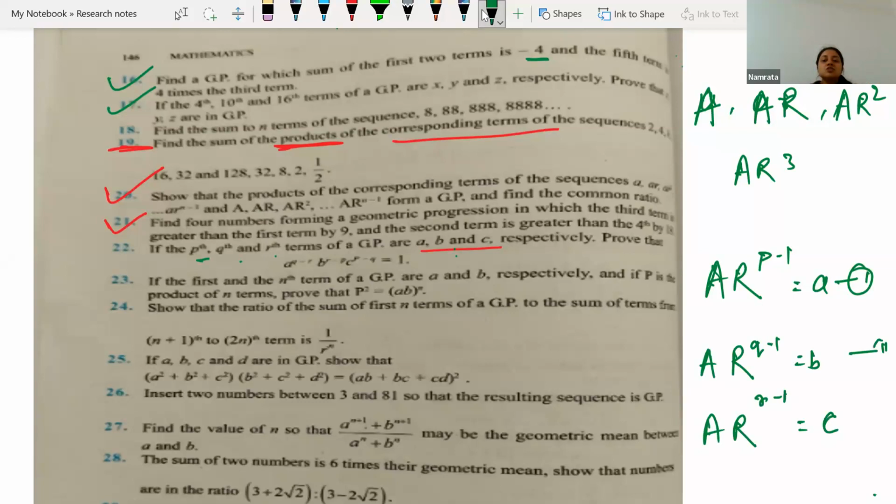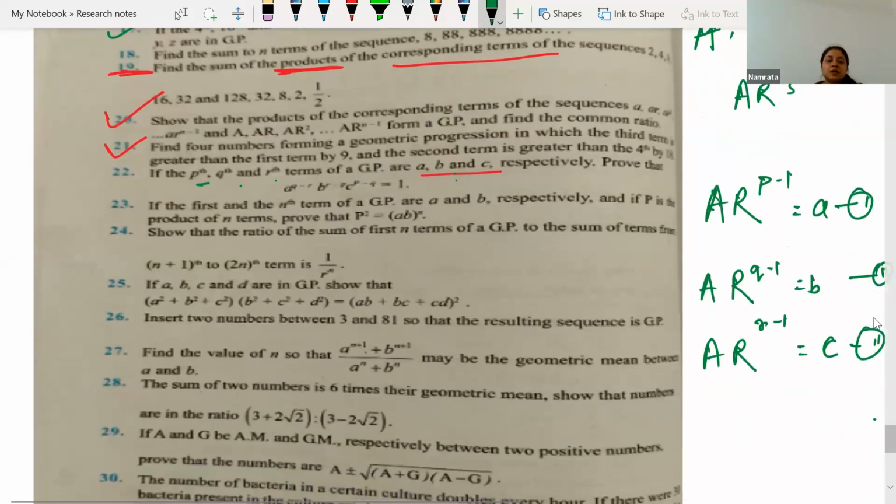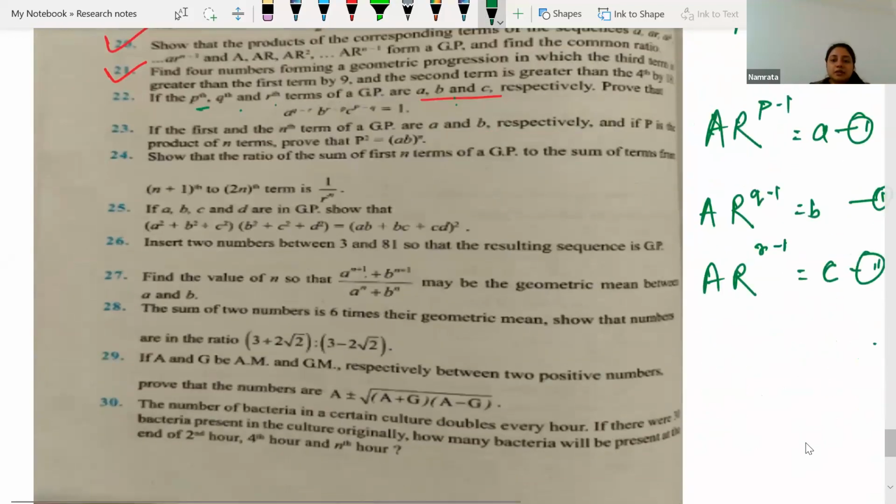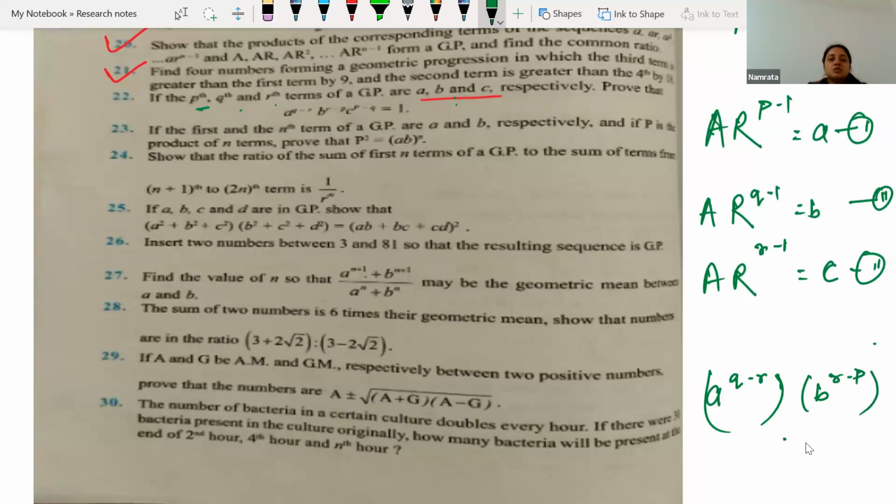Now these three equations we are having, and we have to prove something. Let me write it if you can't see. It is written over there that A to the power Q minus R, this into B to the power R minus P, this into C to the power P minus Q is equals to 1. We have to prove this.